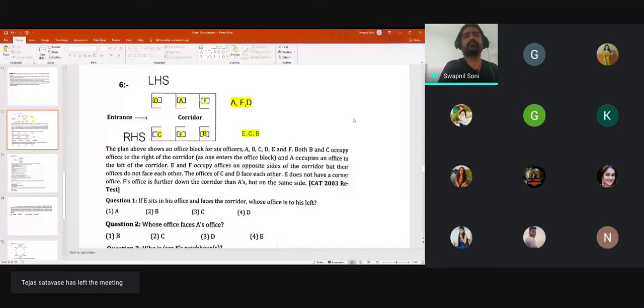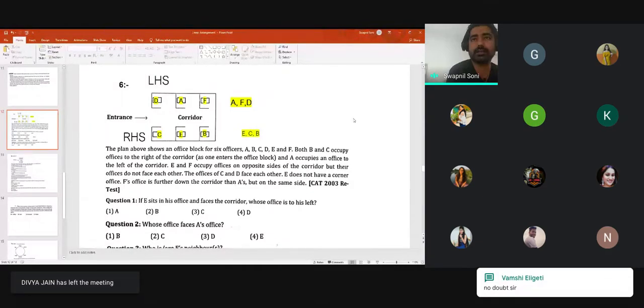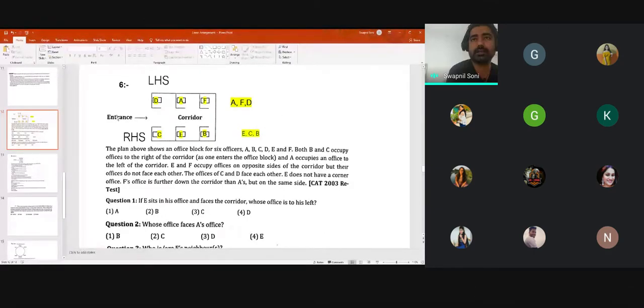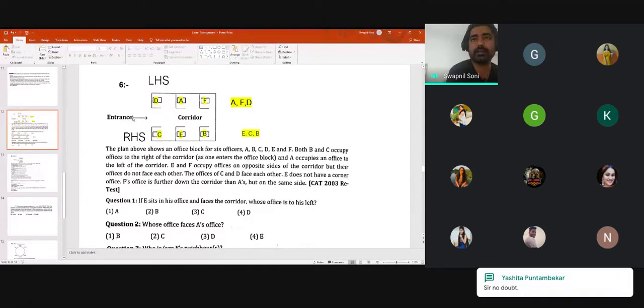Okay, so let's track back and start again. So the plan of our office shows an office block for 6 officers, A, B, C, D, E, and F. So we know there are 6 officers who sit in that corridor, and they have shown us the entrance. And if you look from the entrance, face towards the direction, you can easily figure out which is your left-hand side and which is your right-hand side.